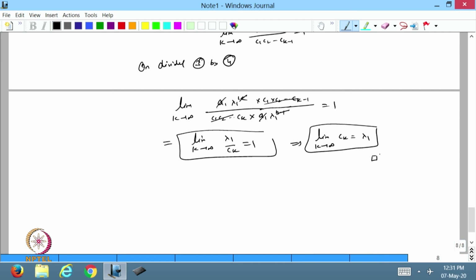So, let us stop today here. Today we have started with the power method to find the dominant eigenvalue and the dominant eigenvector. I hope you have enjoyed this lecture.